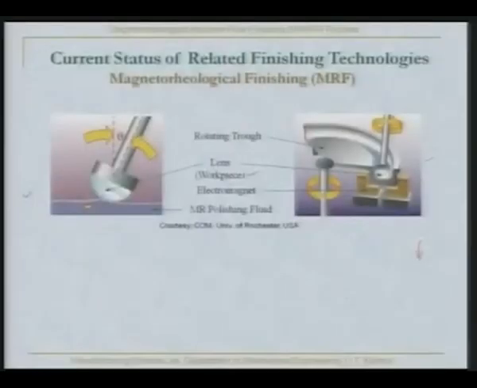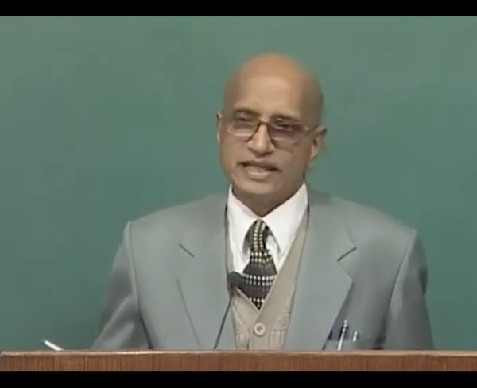Now, this was developed initially at the University of Rochester, USA, and they developed a machine. That machine is known as the QED machine, which is very expensive. It costs about 2 to 3 crores of rupees, and it is very effective in finishing objects like hemispherical or semi-spherical lenses, etc.